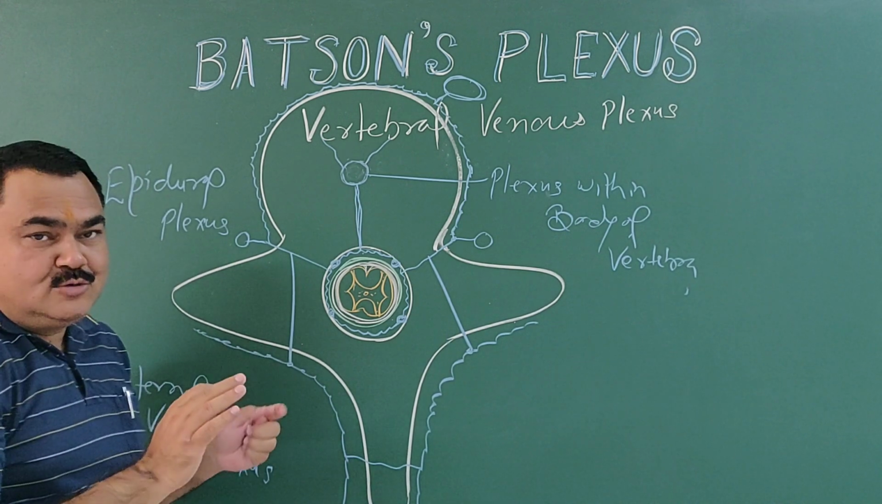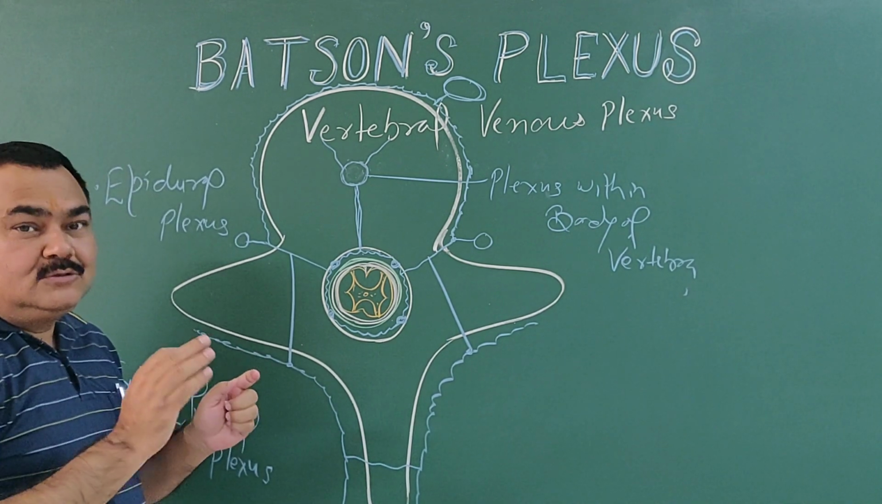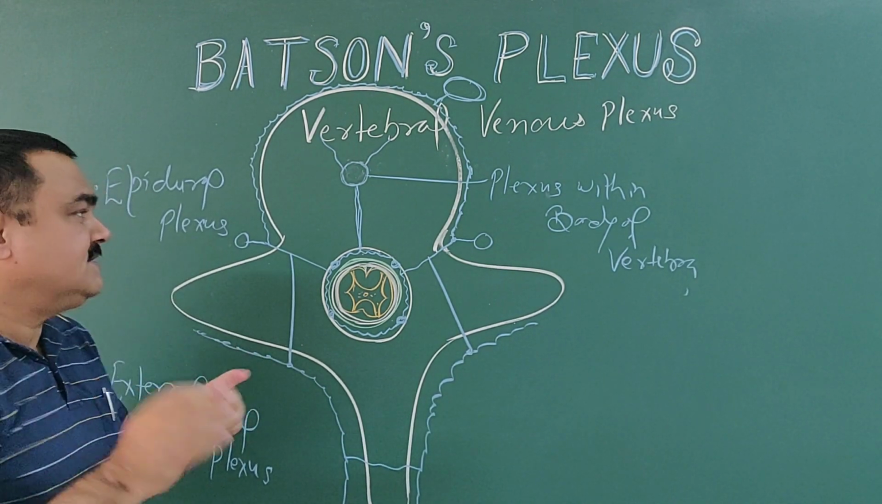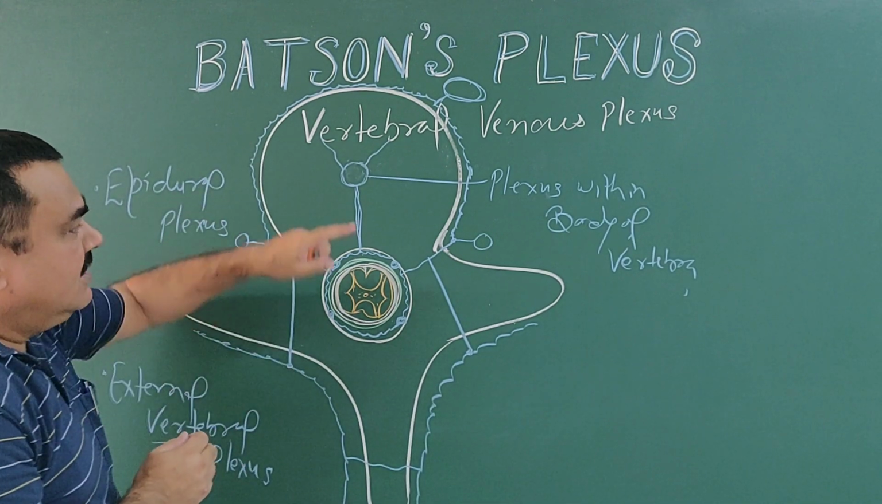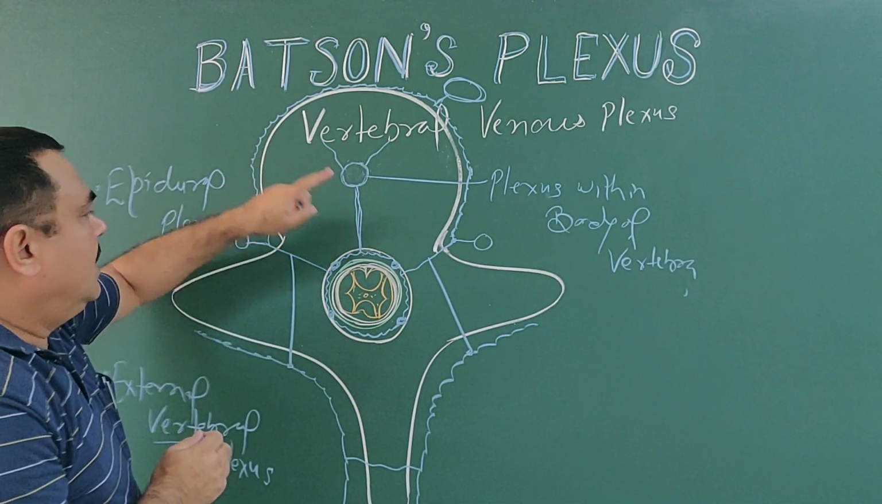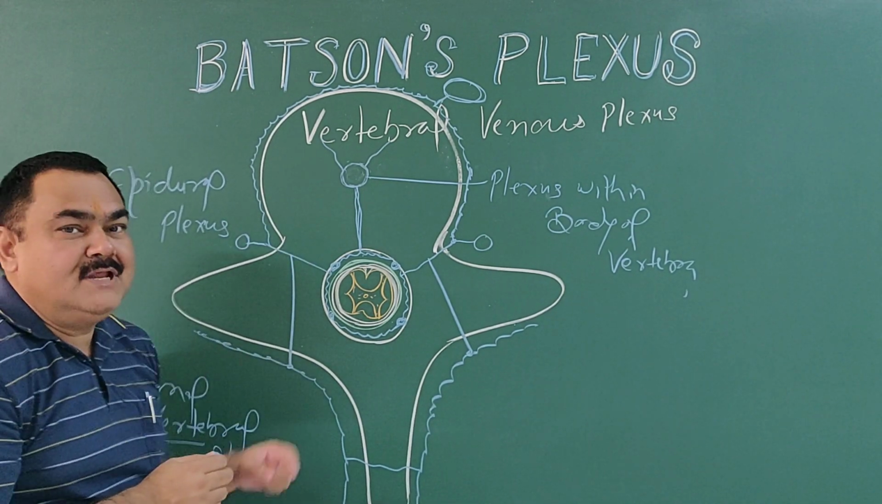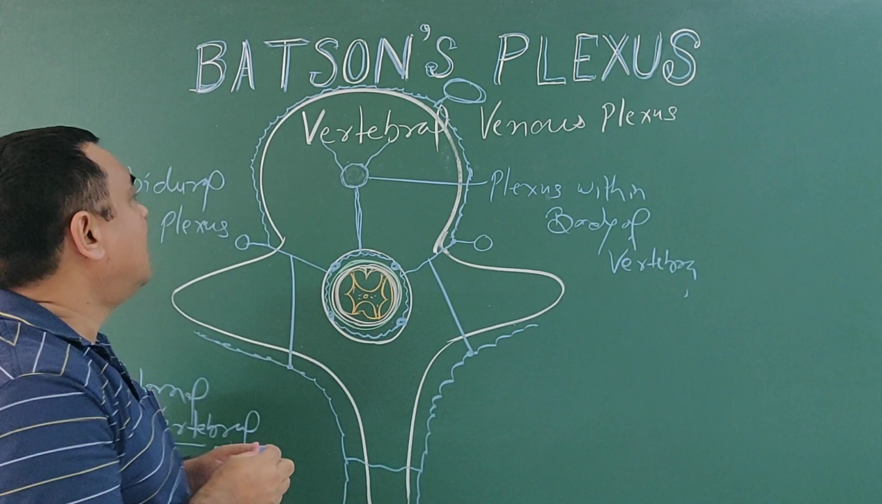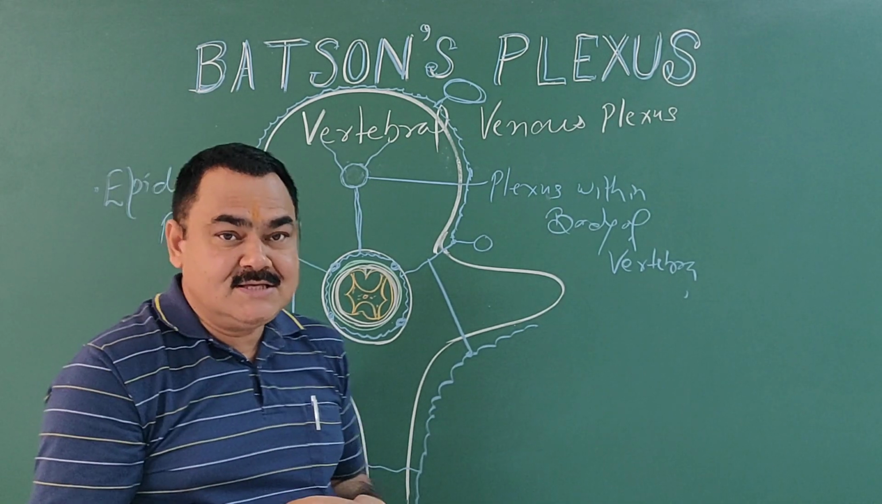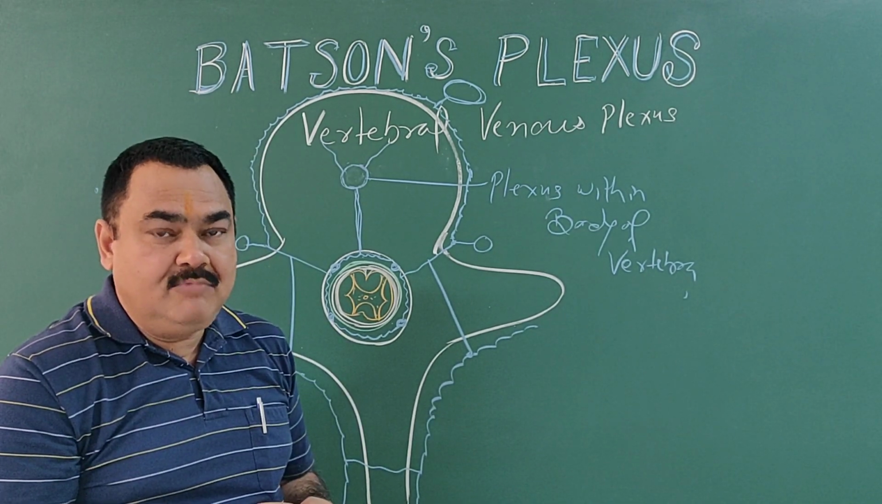Most commonly carcinoma spreads through lymph nodes, but in some cases these secondaries spread through this venous channel, the venous plexus. So this is all about the Batson plexus or vertebral venous plexus.